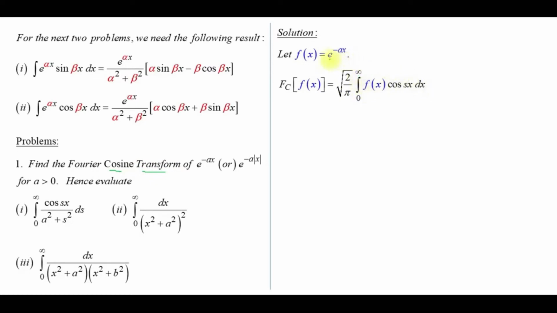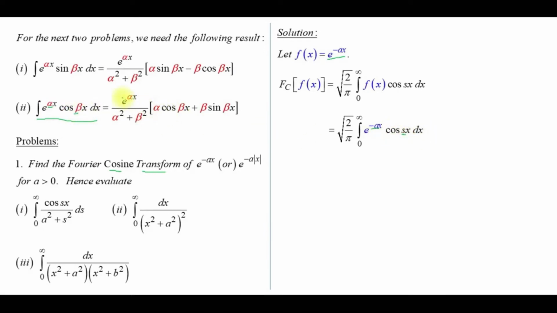Here what is f of x? e power minus ax. So square root of 2 by pi 0 to infinity e power minus ax into cos sx into dx. So this is similar to which formula? This is similar to second one, e power alpha x cos beta x dx equal to this one. So here alpha equal to minus a and beta equal to s.